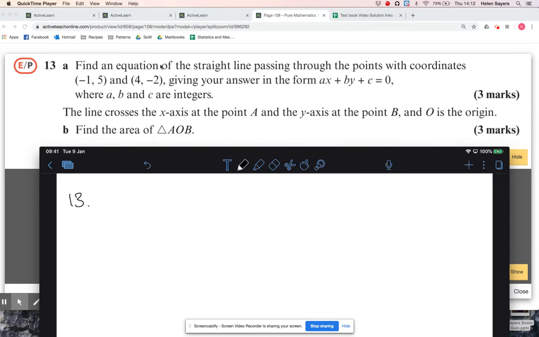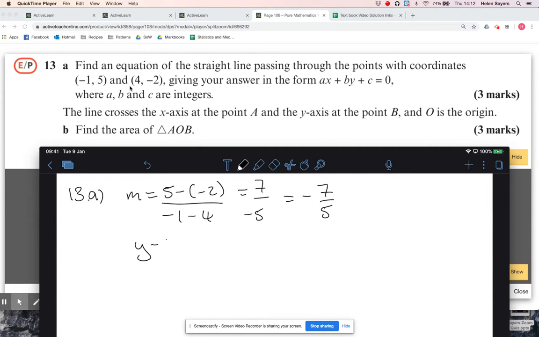Okay, so find the equation of the line passing through these two coordinates, and we're asked to give our final answer in that form. So that's not a bad start. I'm going to get the gradient: change in y. It doesn't matter which way around I go, I'll do this coordinate take away this coordinate. So it's going to be 5 minus 2 over minus 1 minus 4. Yep, so y coordinate minus y coordinate over x coordinate minus x coordinate. So that gives me 7 over minus 5, so minus 7/5 is my gradient.